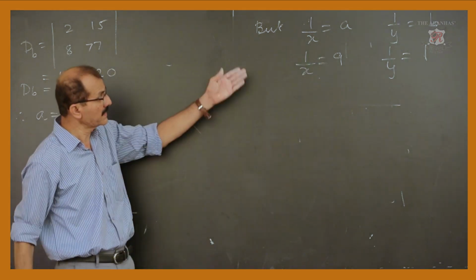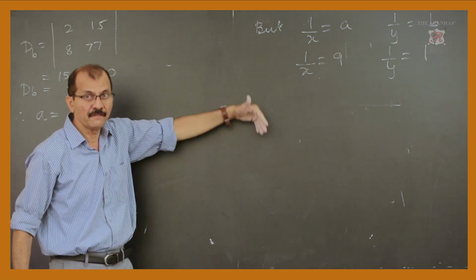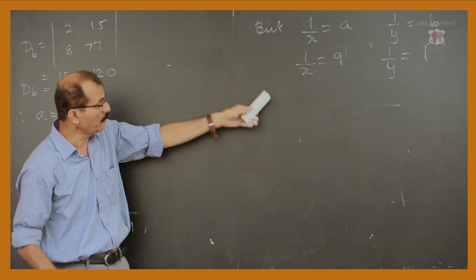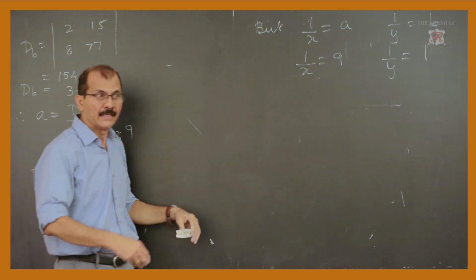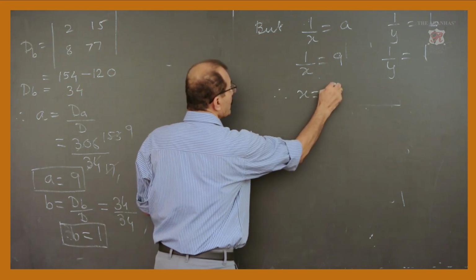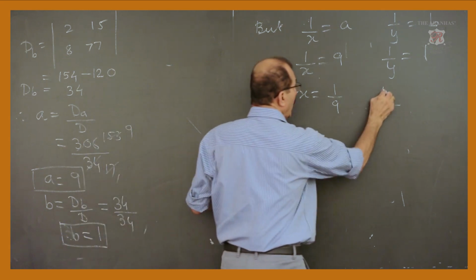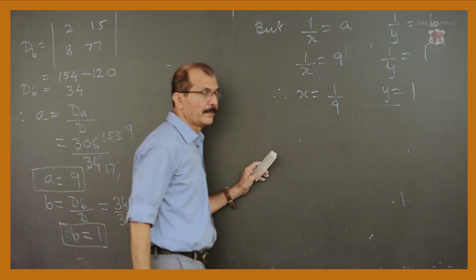Now 1 upon x is 9. So this is not the value of x. The value of x we have to find. So if 1 upon x is equal to 9, you take the reciprocal on both the sides. So you get x is equal to 1 upon 9. And here y is equal to 1.